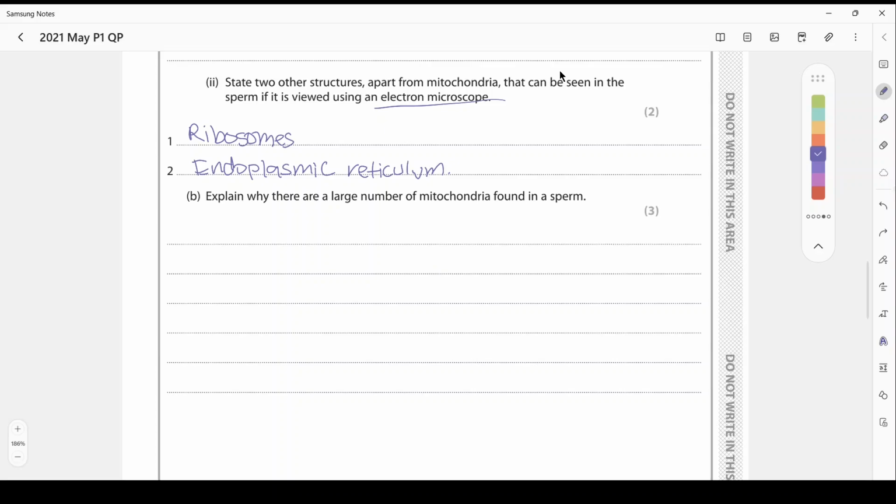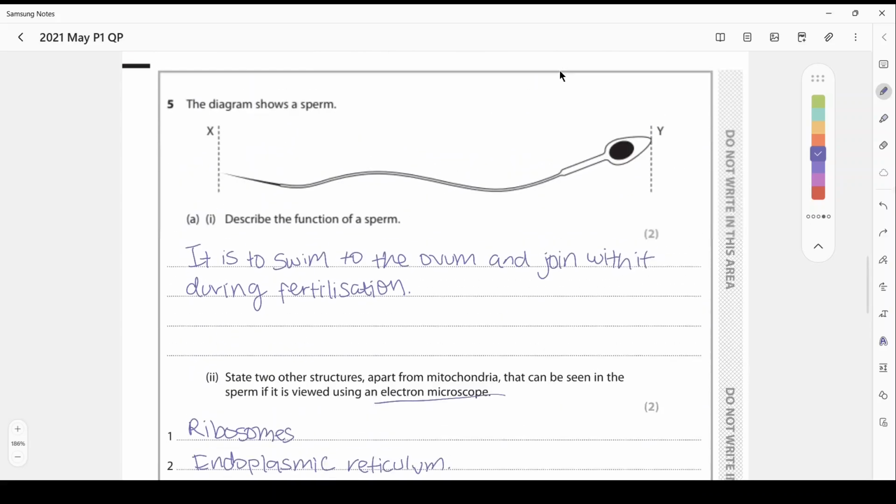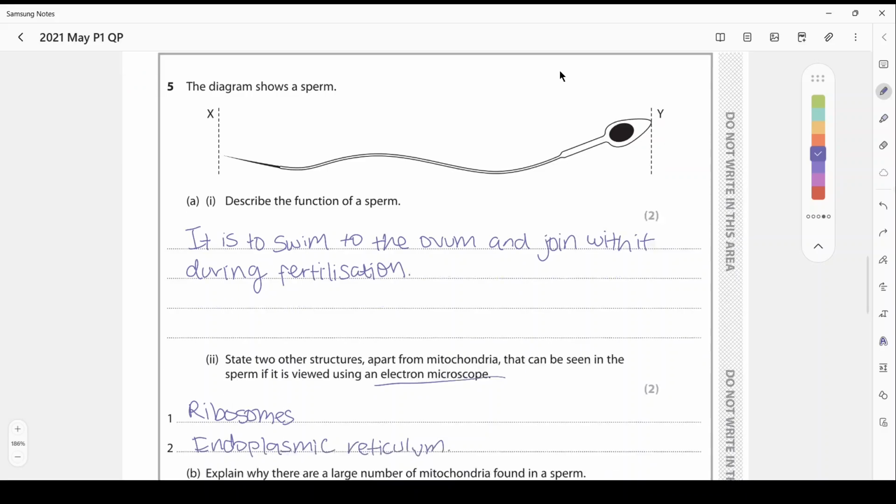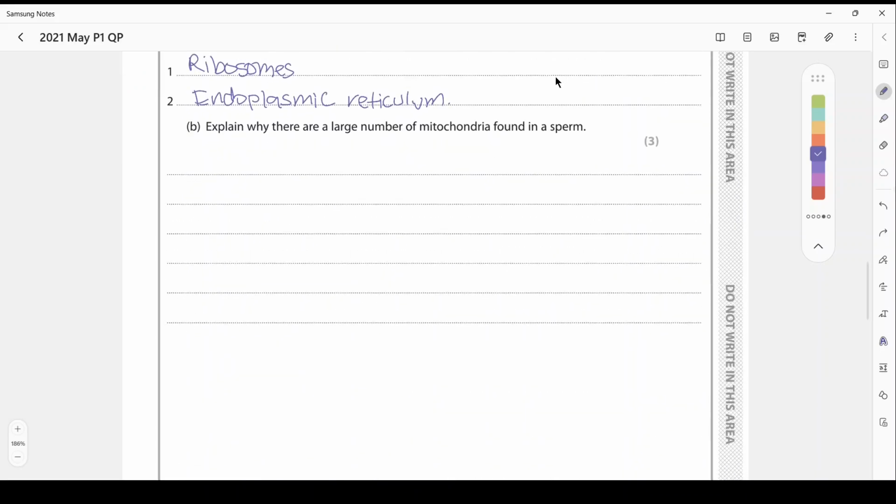So mitochondria is where aerobic respiration takes place, and the purpose of respiration is to produce ATP. And why is ATP relevant? Well, the sperm needs to swim, and so it gets that energy from ATP. So let's write that down. This is because aerobic respiration takes place in the mitochondria.